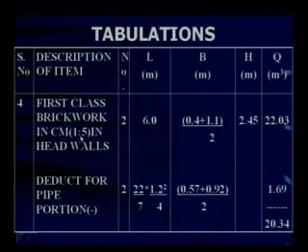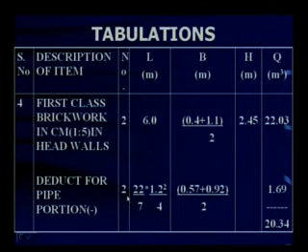First class brickwork in cement mortar 1:5 in head walls. You have two head walls. The length of the head wall is 6. I told you that I have taken the average of the top and base width of the embankment. This is B, and the total depth of embankment or height of embankment is 2.45. It comes to 22.03.